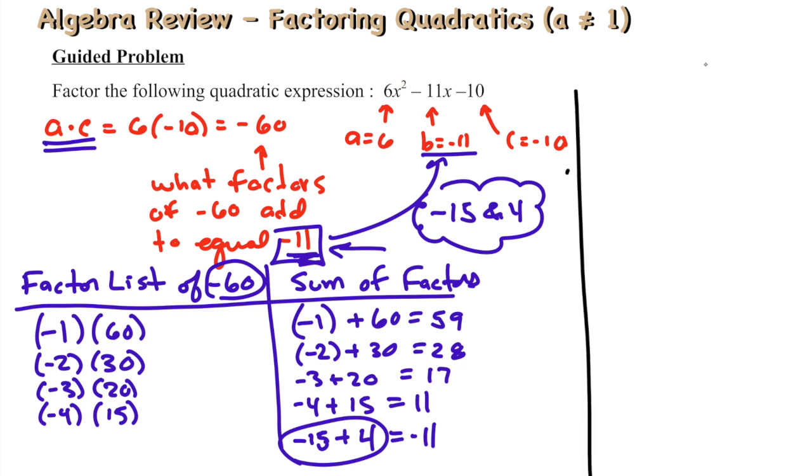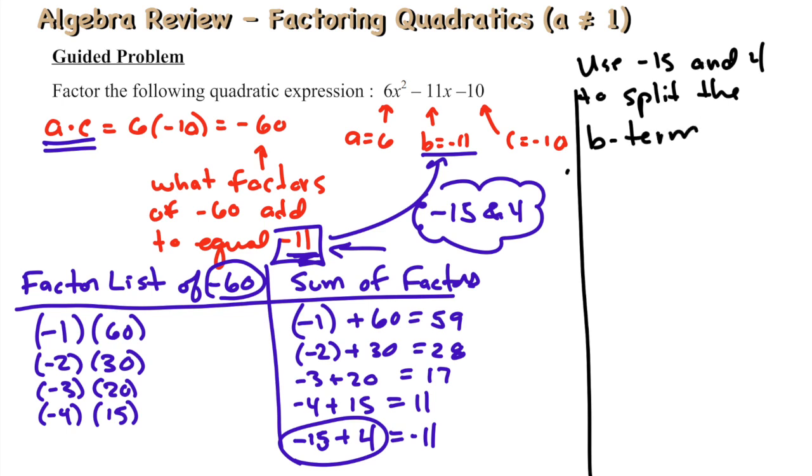So now we want to use negative 15 and 4 to split the b term. So that 6x squared minus 11x minus 10, we're splitting this up. This negative 11x is now negative 15x plus 4x, because negative 15x plus 4x is negative 11x. And then we just bring down our minus 10, we bring down our 6x squared, and we have 4 terms now.